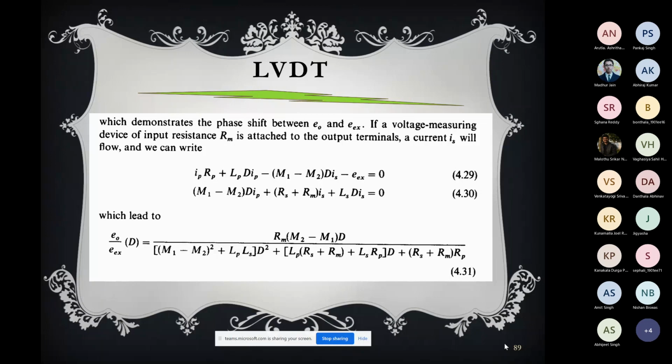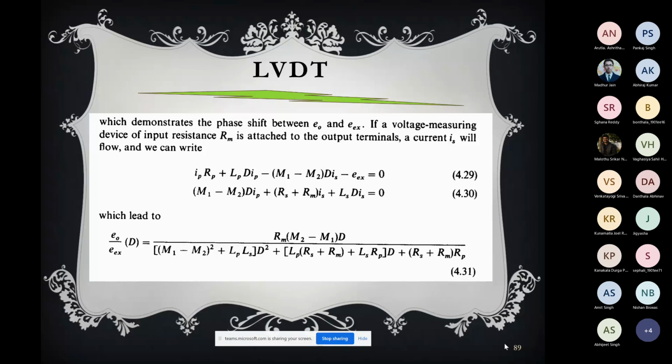Now substitute the IP you get from 4.29 into 4.30 and do the manipulation, which is your homework. How do you reach equation 4.31 from the above equations? This is your homework, and it's very simple, 3-4 lines. You will get E0 by EX with numerator Rm into M2 minus M1 into D, and the denominator M1 minus M2 square plus LP into LS into D square plus some constant into D plus RS plus RM into RP.